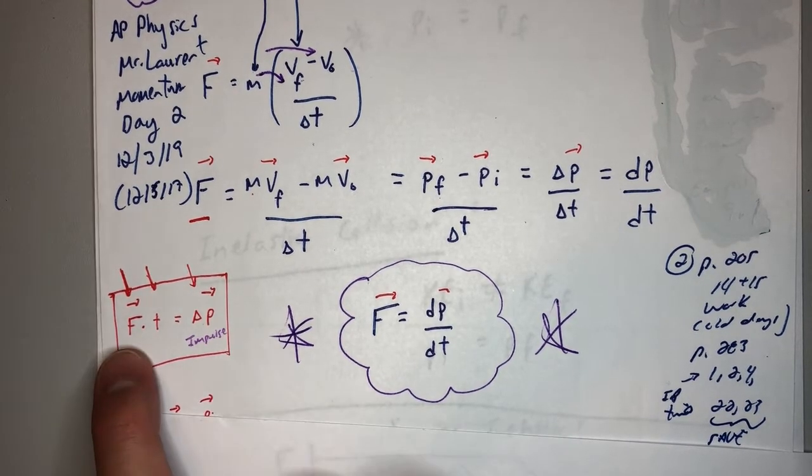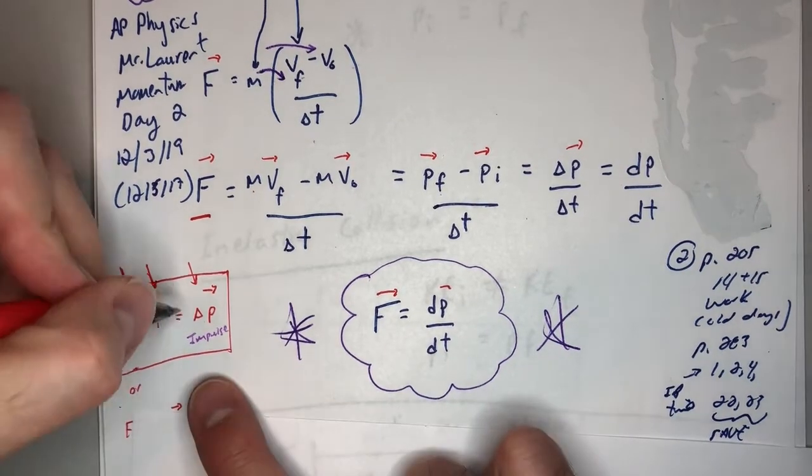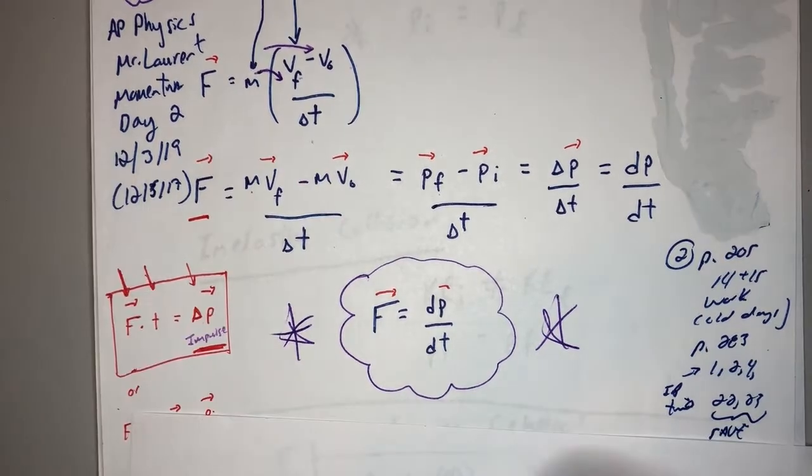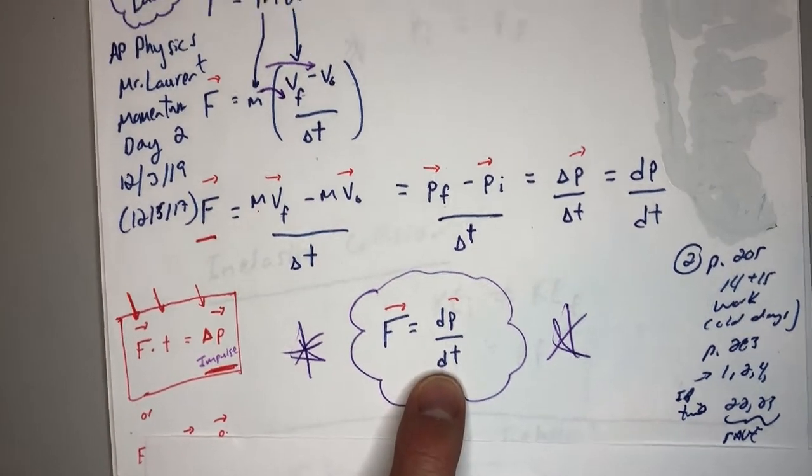And so F times t equals delta p. And they call this change in momentum, they give it a very special name. They call that an impulse. So when you change an object's momentum, that is an impulse on your system. Important, that's a derivation of where this formula comes from, based on momentum.